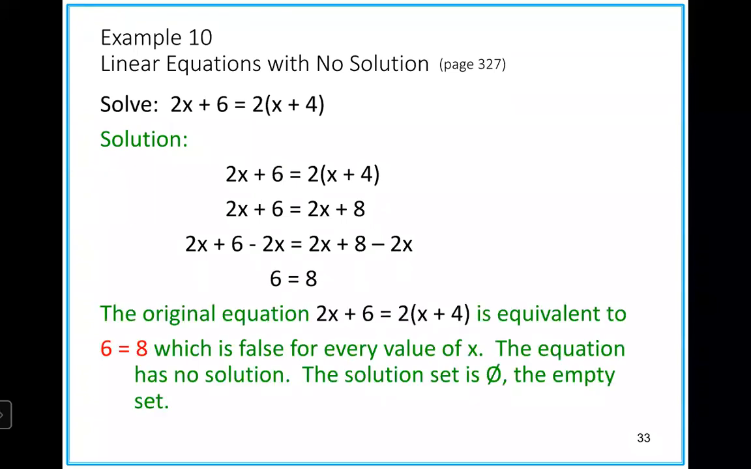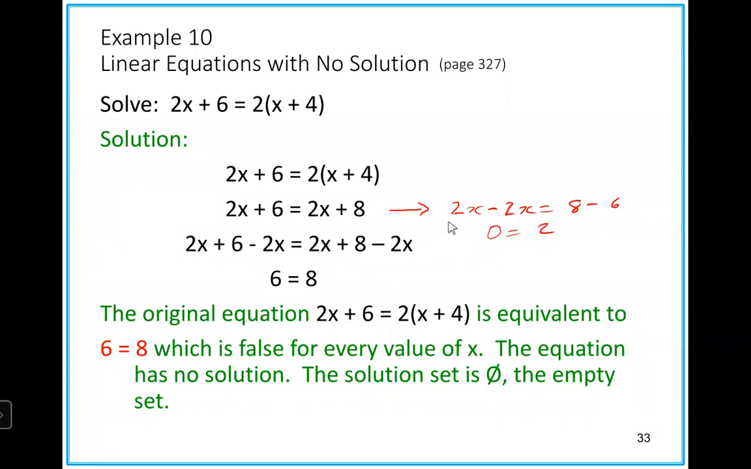So in simplifying this, you end up with a situation where they put 6 equal 8, but let me see something here. If I was to go on this side, you could have 2x minus 2x equals 8 minus 6. I put the 2x's, and when you subtract here, you get 0 equals 2.